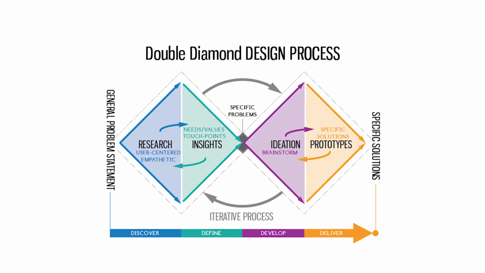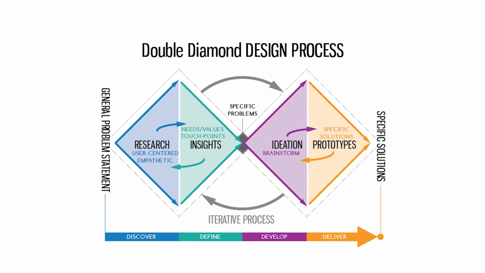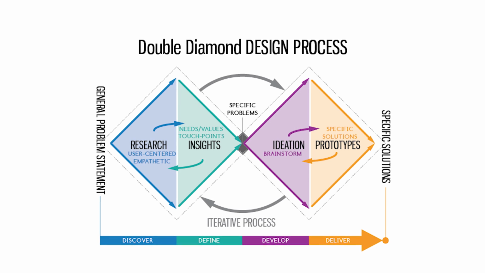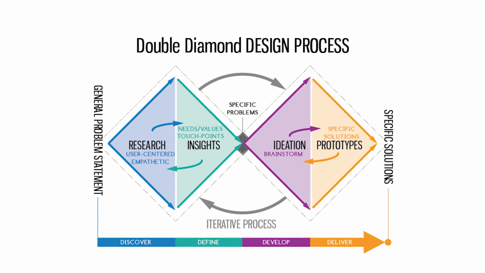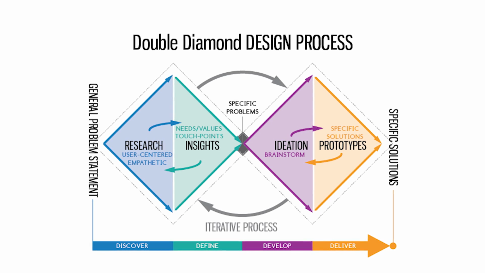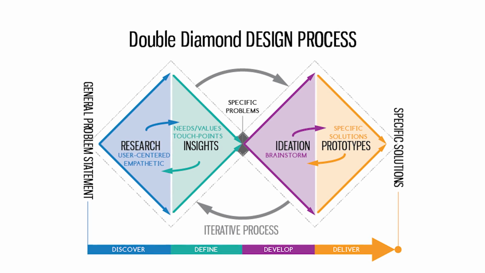In each stage of this design process, we have research, that is user-centric and empathetic. In the define phase we have insights, that is needs, values, touch points, whatever we have found with the research, which can be defined in this particular stage. And then we have develop, that is the ideation section, where we develop lots of ideas. We can follow some ideation techniques like brainstorming, brain writing, mind mapping, or card sorting.